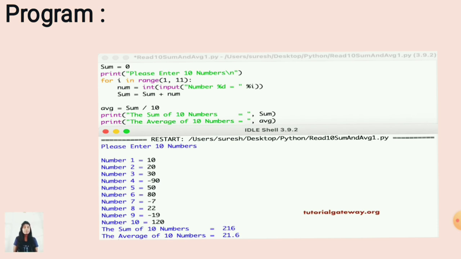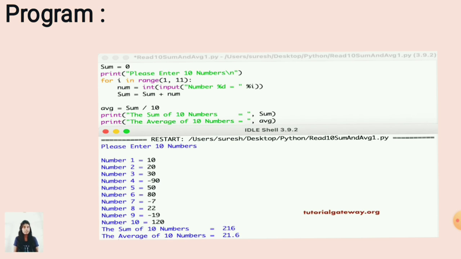Here you have to enter the 10 even numbers. Here number 1 is equal to 10, number 2 is equal to 20, number 3 is equal to 30, number 4 is equal to minus 19, number 5 is equal to 50, number 6 is equal to 80, number 7 is equal to minus 7, number 8 is equal to 22, number 9 is equal to minus 19, number 10 is equal to 120. Here the sum of the 10 numbers is 216.